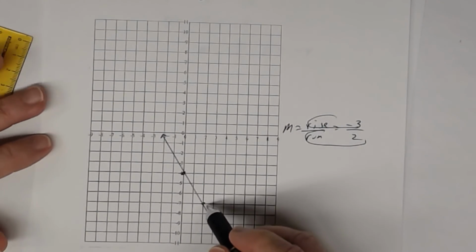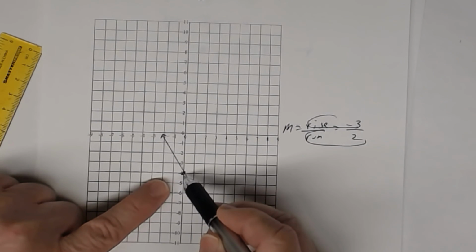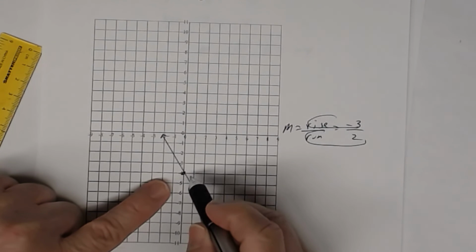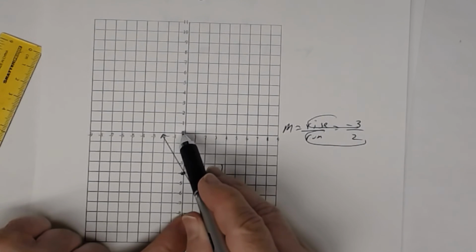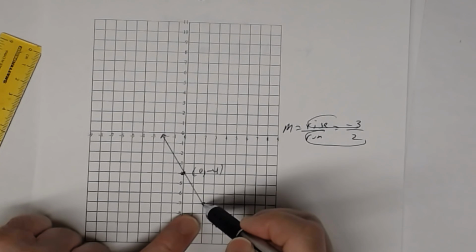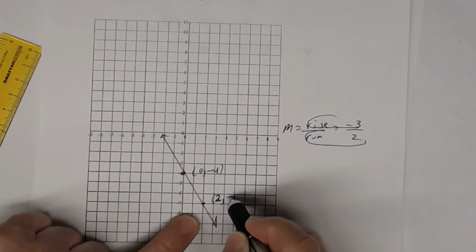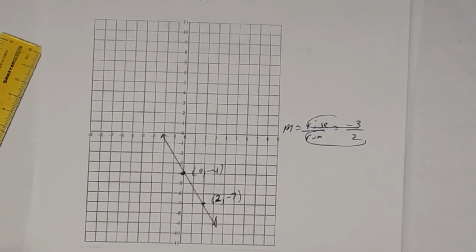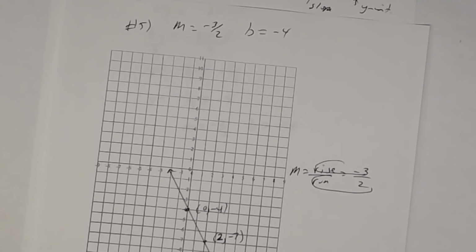Now they ask you to label. Make sure you label properly. So this y-intercept is (0, -4). And then this point here, start at the origin, you go to the right 2, and then down 7. So +2 rather, so (2, -7). Okay, and that was number 5.